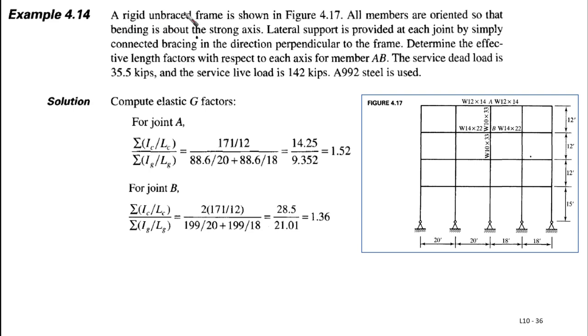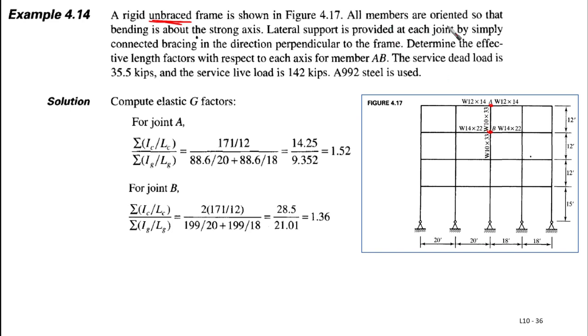A rigid unbraced frame. So this is number one, a key word here: unbraced frame. This means that if we're going to use the alignment chart, we are going to use the case of sway permitted. It's shown in this figure, as you can see. Everything is given for us. The span and the heights are given, even the points that we are going to consider as the ends of the column under consideration. It is A and B. The cross section is given, so everything is clear.